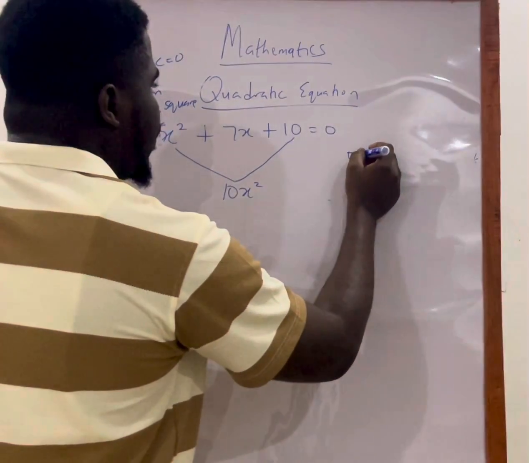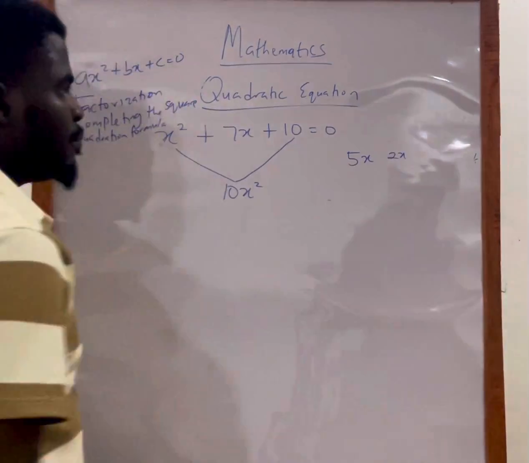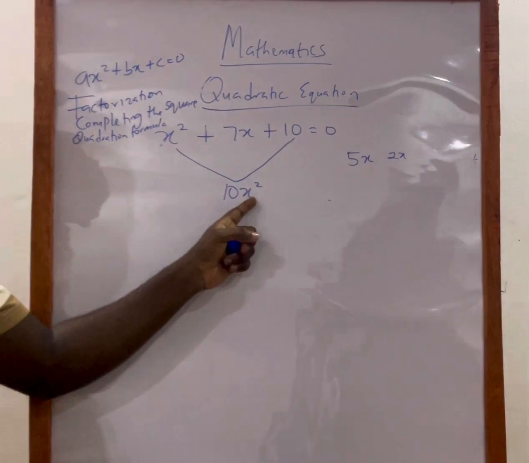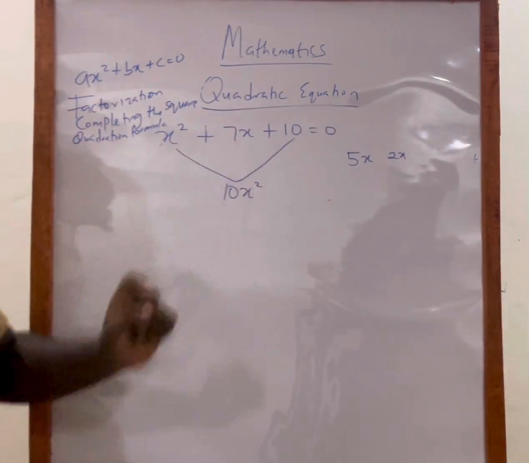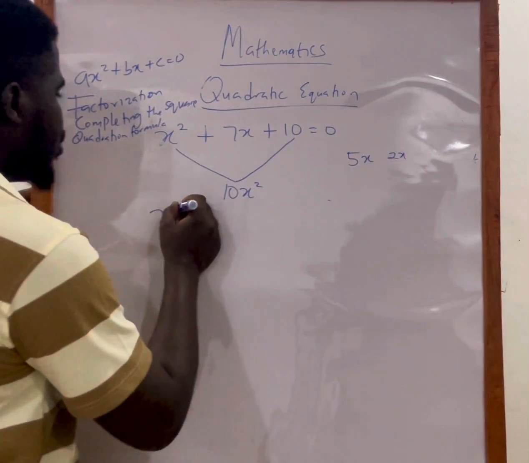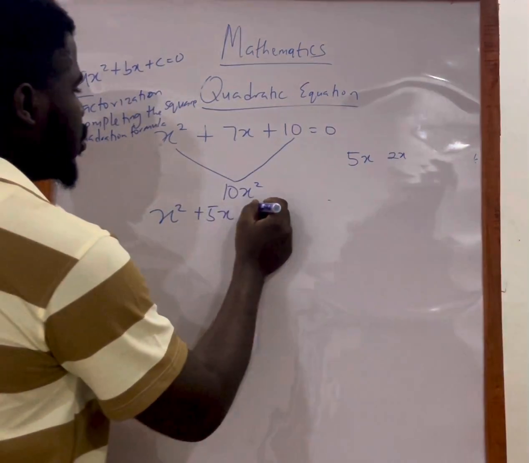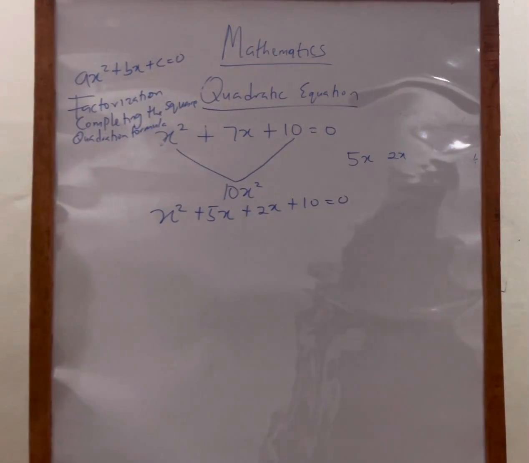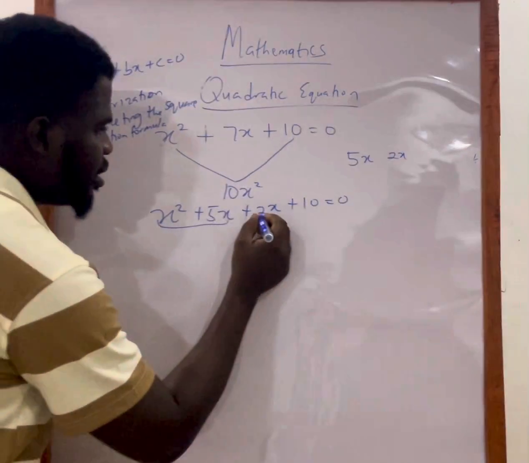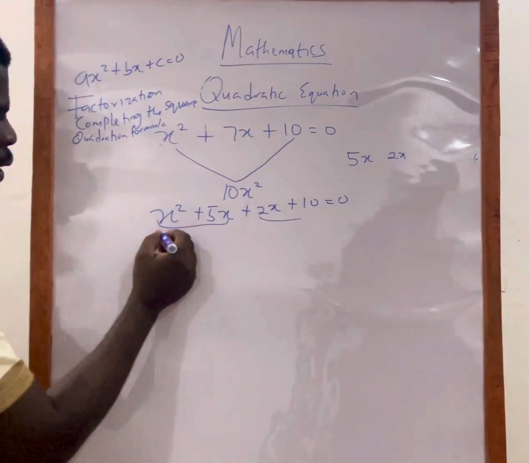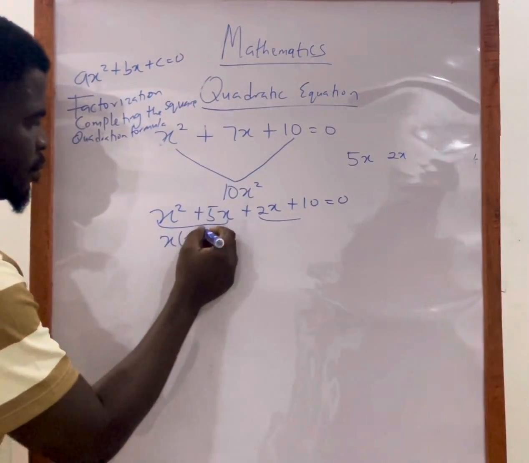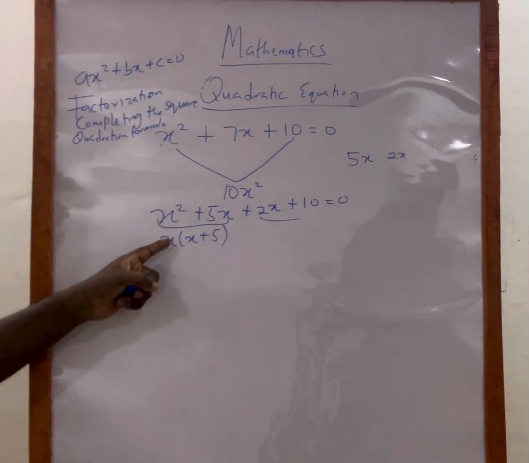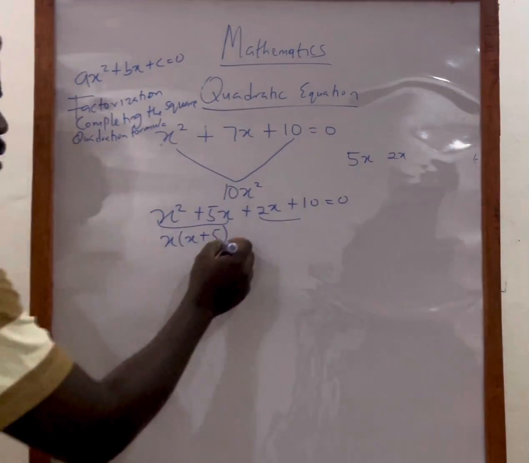So these are the two numbers. We have 5x and 2x. If we multiply 5x times 2x together, it will give us 10x squared. And 5x plus 2x will give us 7x. So now we have x squared plus 5x plus 2x plus 10 is equal to 0. Now what is common to this and this? If you notice very well, x is common here, so we have x times x plus 5. X times x will give us x squared. X times 5 will give us 5x.